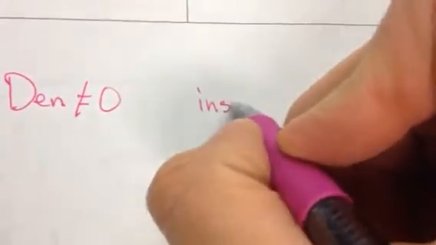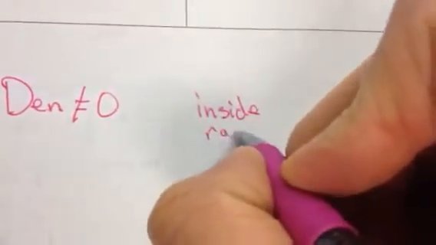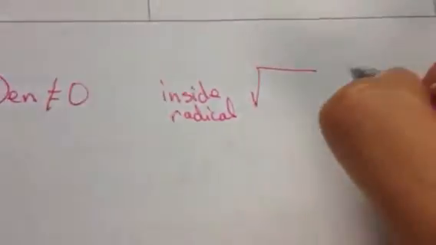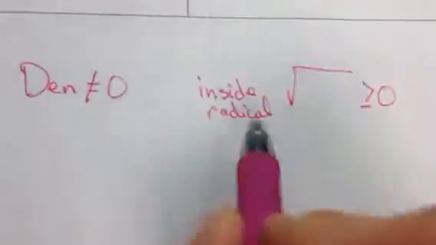Let's try to focus here. So that means your denominator cannot equal 0. With an even radical, what's inside that radical has to be greater than or equal to 0. Or you might have the two happening together, so you're just going to use the greater than symbol. So the first thing we want to do is determine the domain of this function.